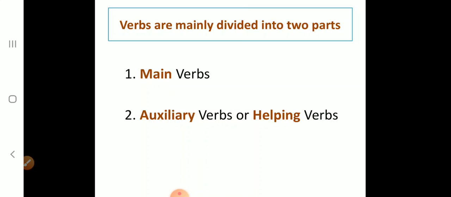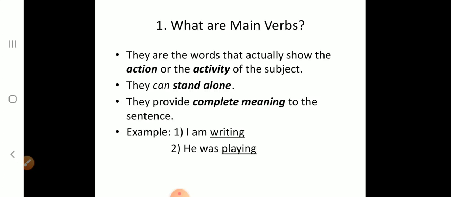Verbs are mainly divided into two parts: main verbs and auxiliary verbs or helping verbs. What are main verbs? They are the words that actually show the action or the activity of the subject. They can stand alone and they provide complete meaning to the sentence. For example, I am writing. Now, writing is the main verb. In the second example, he was playing. Playing is the main verb.